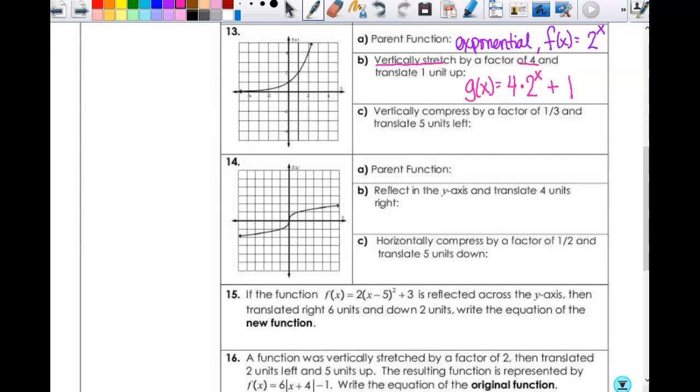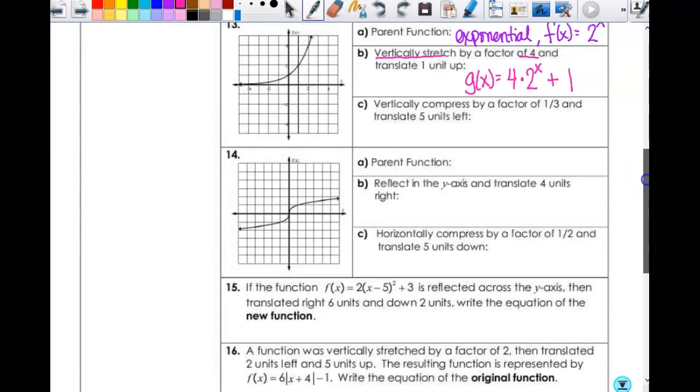Yeah. All right, so then vertically compress by a factor. So vertically compress, that's a y thing. Translate 5 units left, that's an x thing. So g of x is equal to that vertical compression 1/3 times 2 to the, now 5 units left means that's going to be x plus 5 in the exponent, because you have to add 5 before you use it as an exponent.